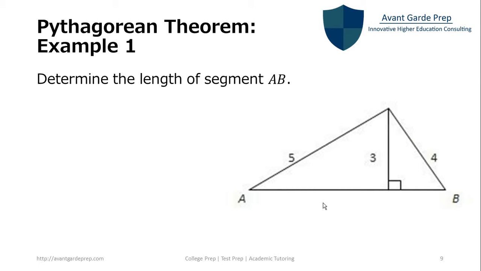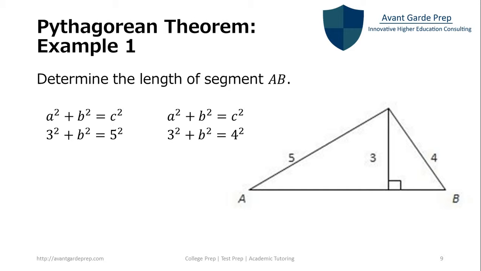Let's go ahead and solve this problem. What we'll do is set up our equation, a squared plus b squared equals c squared, and then we'll plug in the numbers. For the larger triangle, we have this leg of 3 squared, and we're missing this other leg, which we'll call b squared. And we have the hypotenuse, 5, so we'll plug that in as 5 squared. On the smaller triangle, we have the same leg here, so 3 squared, and again we're looking for the other leg, so we'll leave it as b squared.